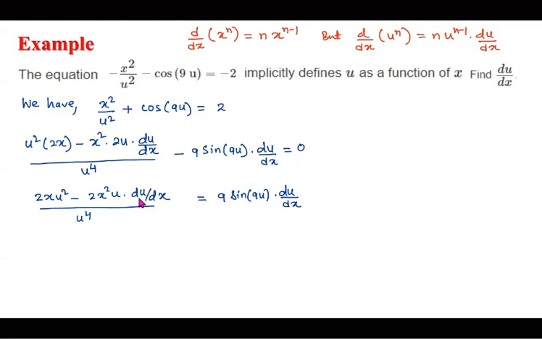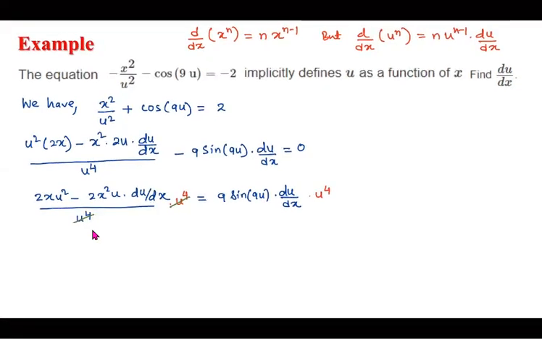We need to find du over dx. Du over dx is on the left-hand side. It's also on the right-hand side. First, I want to get rid of this u to the 4, which is dividing on the left-hand side. So what we'll do is multiply both sides by u to the 4. On the left-hand side, you can see that u to the 4 gets cancelled.